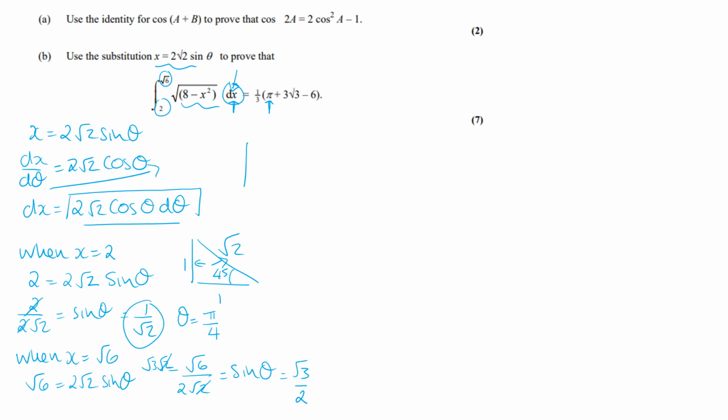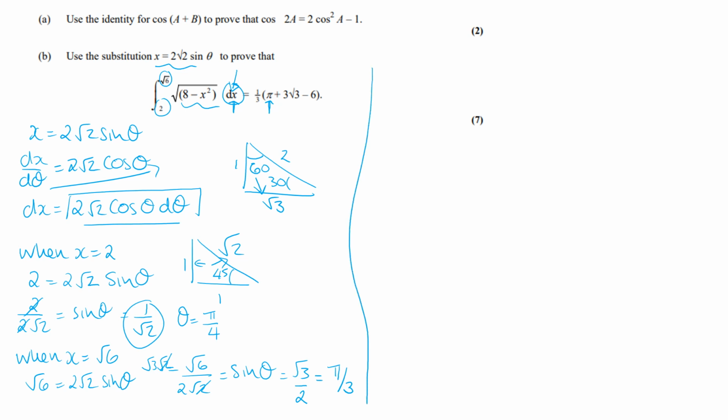Now the other special triangle is that when you have 30 degrees, sine 30 is a half. Here will be 60, the other angle, and then by Pythagoras, the adjacent to the 30 or opposite the 60 is going to be root 3. So sine 60 is root 3 over 2. So this angle in terms of radians is pi by 3. Okay, so we're ready to do our substitution.